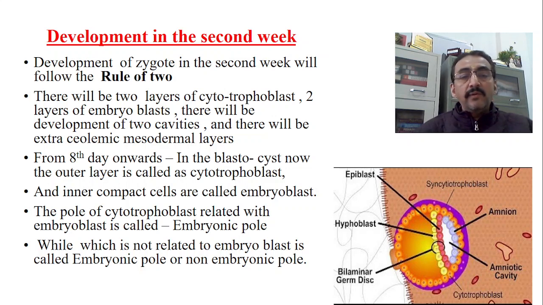The pole of the cytotrophoblast which is related with the embryoblast, the embryonic end, is called the embryonic pole. If this is the cytotrophoblast, the pole related with the embryo, here, is called the embryonic pole, while the pole of the cytotrophoblast which is not related with the embryoblast is called the non-embryonic pole.